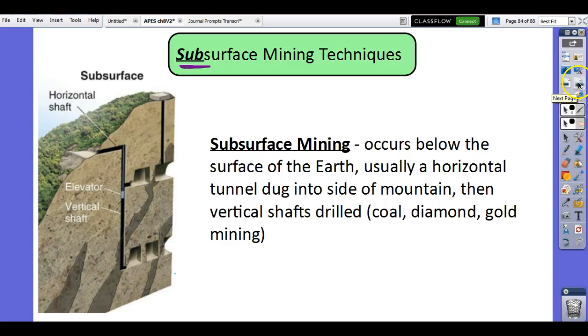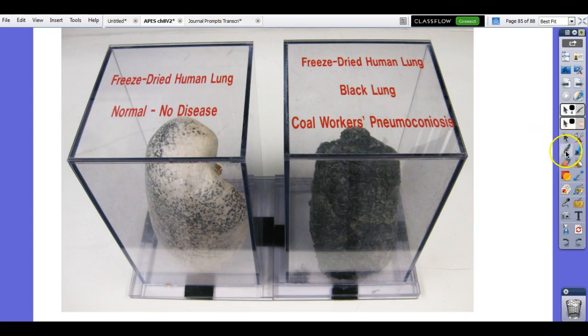Now, coal mining, okay? If you have people in a mine here, what are some other health problems? Yeah, what they breathe in. So we actually have something called black lung. If they breathe in all of this coal, their lungs literally get coated in black coal. So this is a normal human lung. This is one with black lung, right? And so you have to deal with a lot of inhaling.